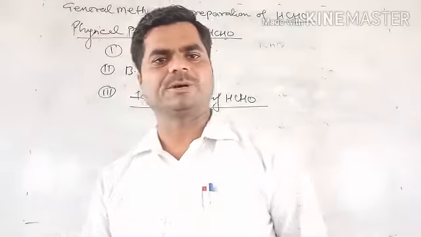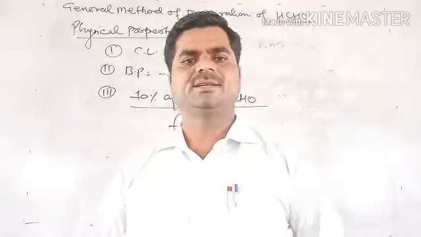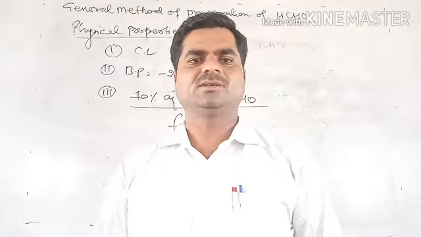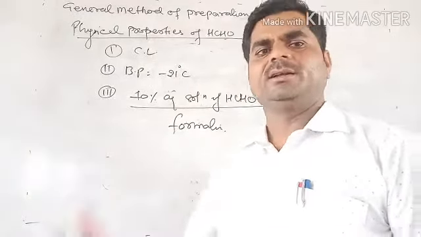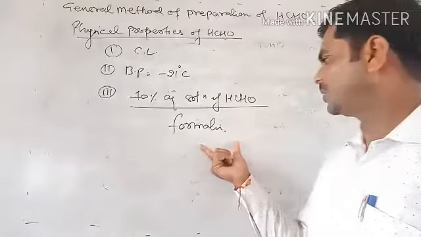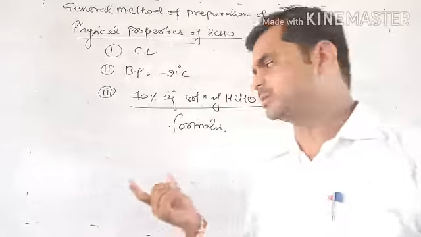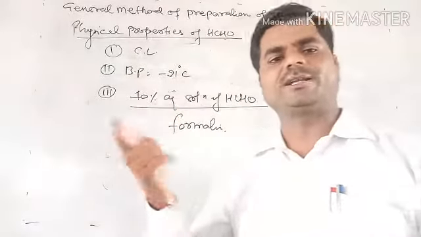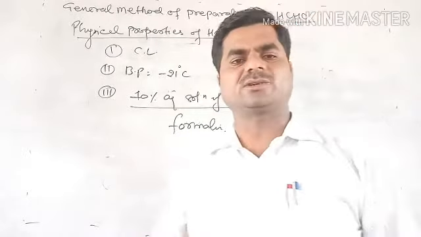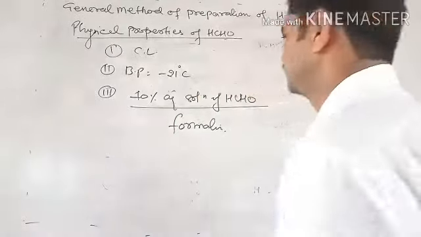These are some physical properties of HCHO. First, it is colorless. Second, its boiling point is -21 degrees Celsius. It is soluble in water, and a 40% aqueous solution of formaldehyde is called formalin. It is most important. There are questions such as, what is formalin? Formalin means the 40% aqueous solution of formaldehyde.